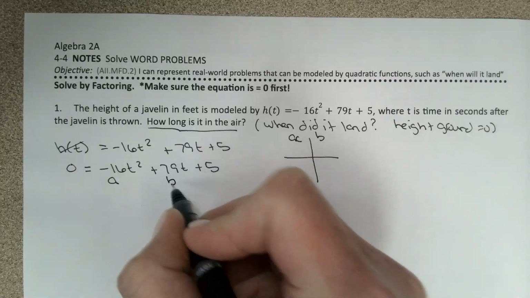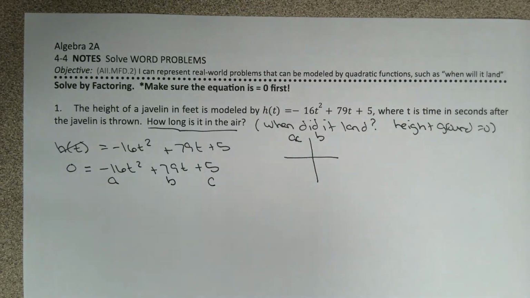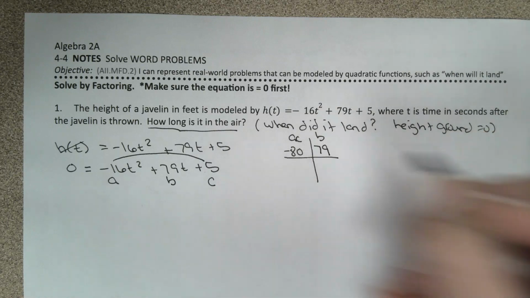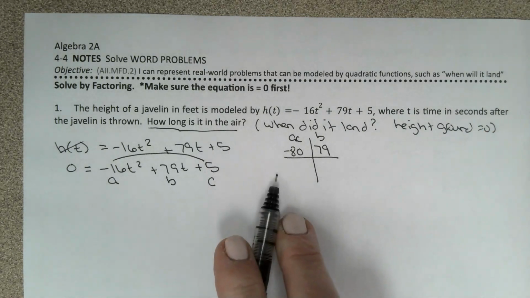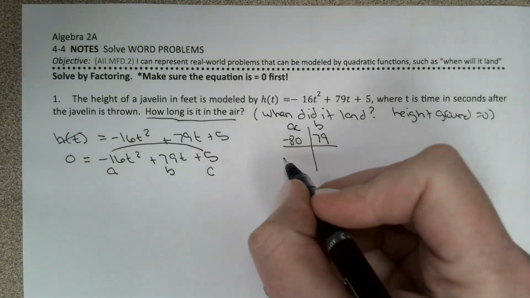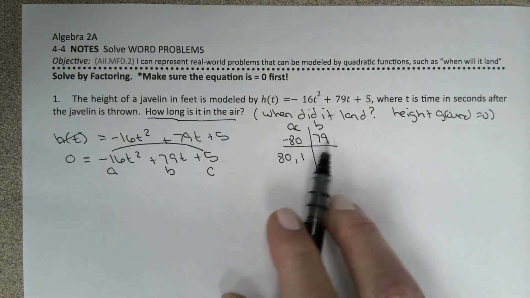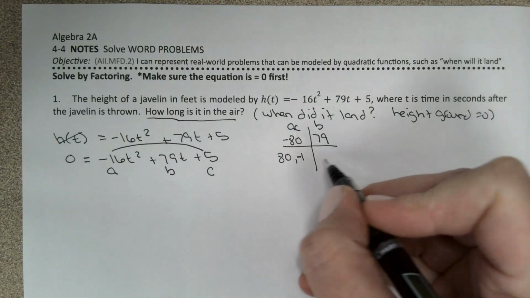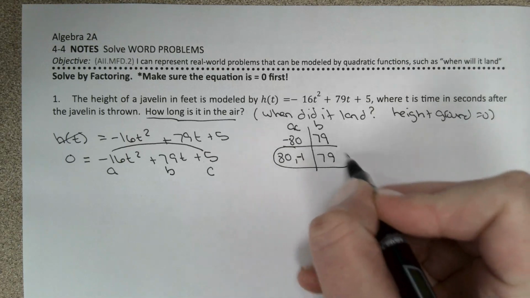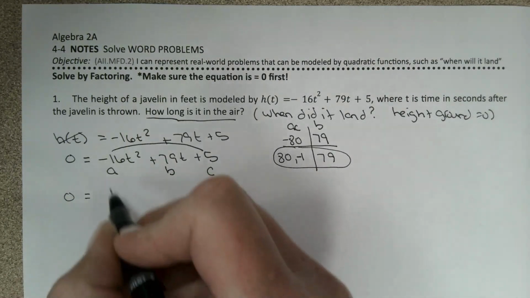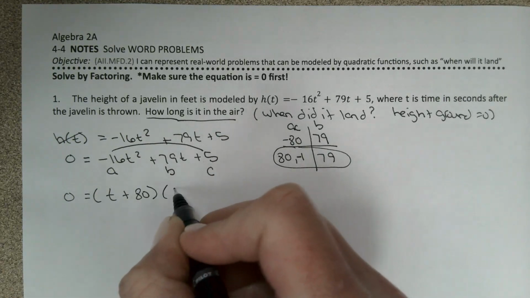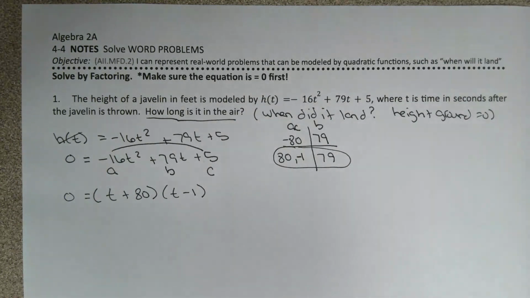There's my A term, there's my B term, and there's my C term. So when I take negative 16 times 5, I get negative 80, and my B term is 79. This actually doesn't factor too badly. I know that 80 times 1 equals 80. One of them needs to be negative, so the 1 would need to be negative to add up to 79. So there's my winning combination. So this factors as t plus 80 and t minus 1.